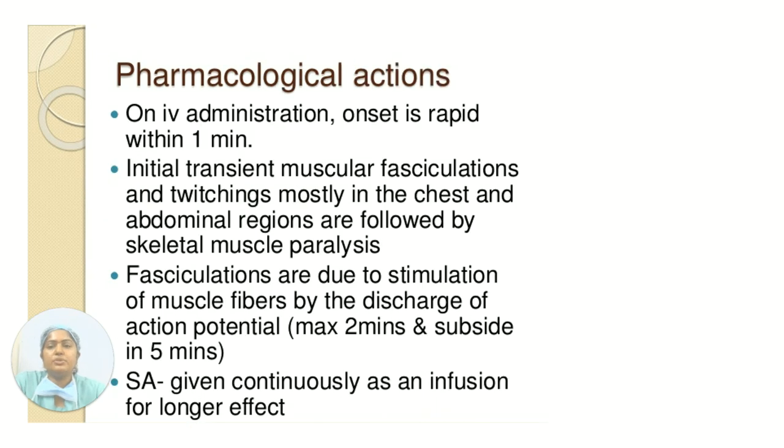Coming to its pharmacological actions, on IV administration, onset is rapid, within 1 minute. Initial transient muscle fasciculations and twitchings, mostly in the chest and abdominal regions, are followed by skeletal muscle paralysis. Fasciculations are due to stimulation of the muscle fibers by the discharge of action potential. Maximum effect is over 2 minutes and subsides within 5 minutes. Succinylcholine can also be given continuously as an infusion for a longer effect.